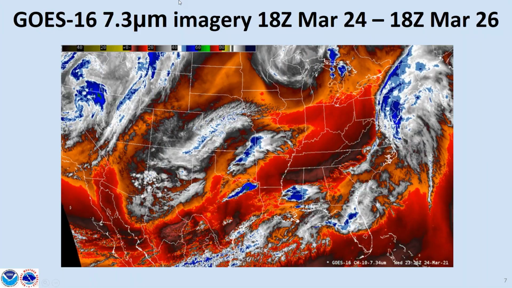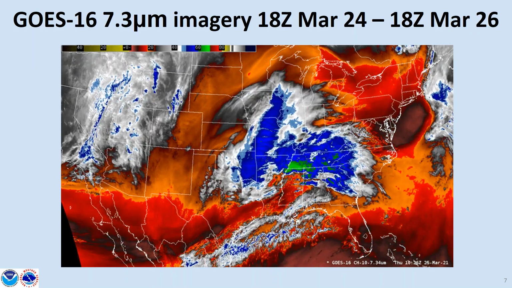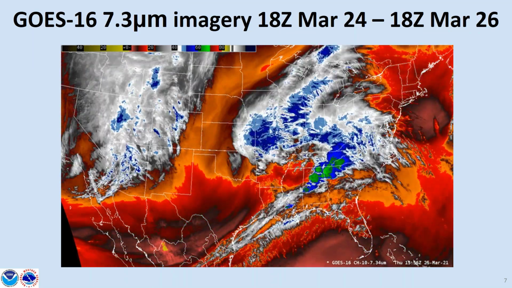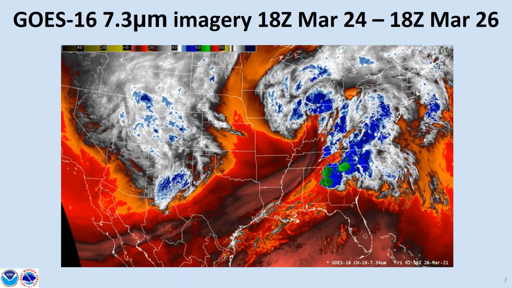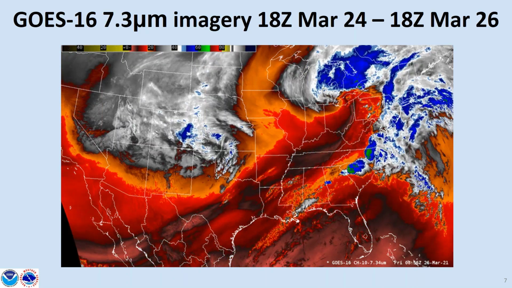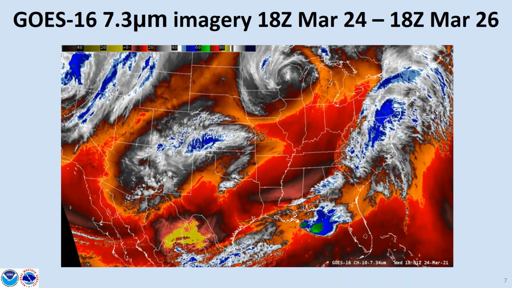So here's the low-level water vapor imagery across the CONUS, and there's two main features to point out. We see this ejecting shortwave from New Mexico and the Southern Plains up into the Northeast. And at the same time, you'll see this narrow dry slot that develops out ahead of the main vort and comes right across New York and Vermont.